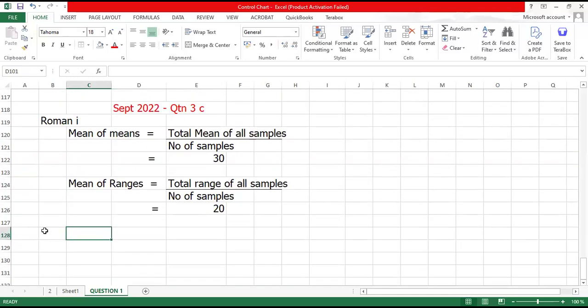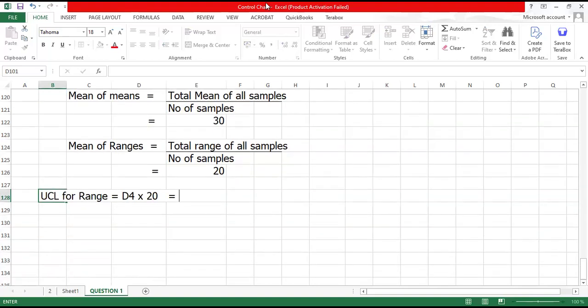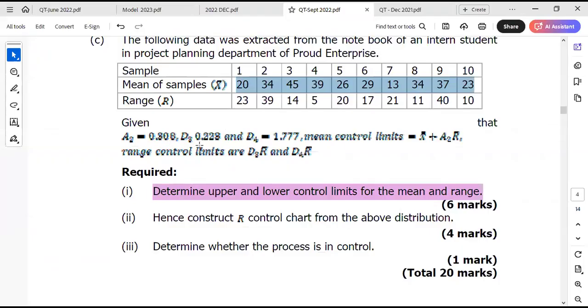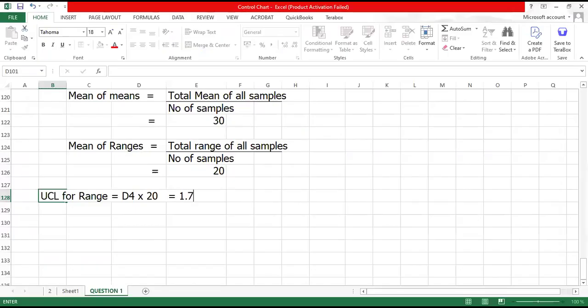Okay, so from here you can get the upper control limit for range, which will be equal to D4 times 20. What is our D4 from the question? Our D4 is 1.777. That is our D4. 1.777 times 20. What do you get?